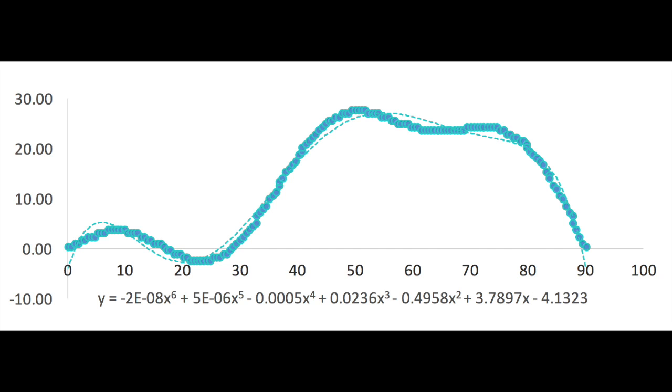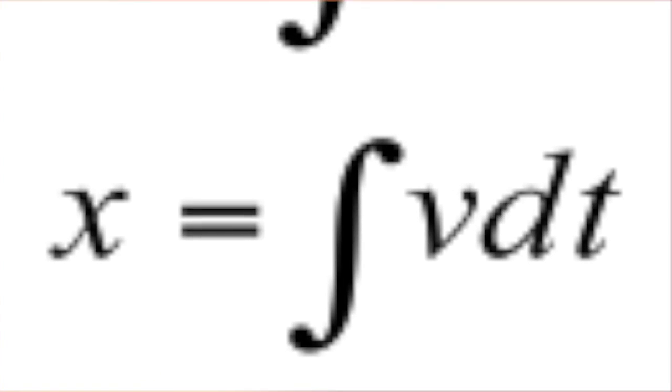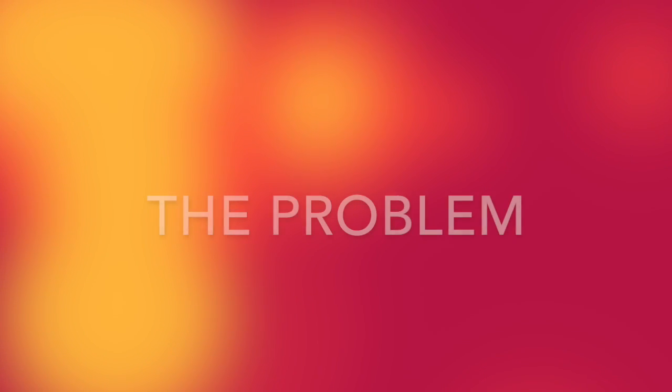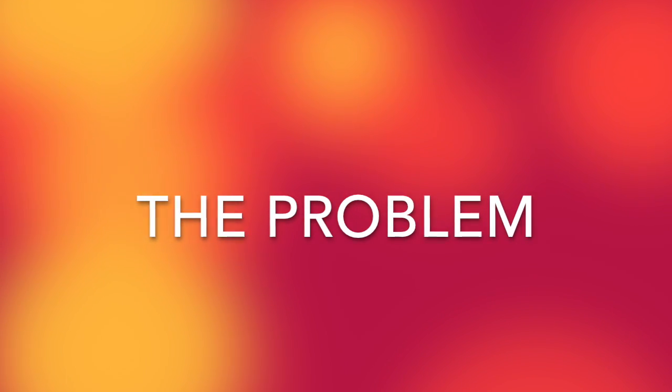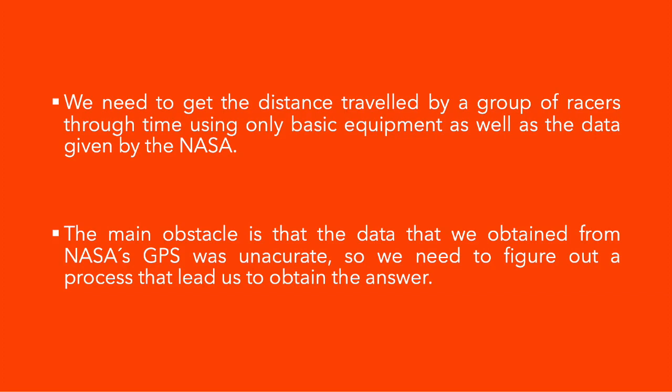In order to have a better analysis, we analyze the graphic, velocities and times of the racers, using the method of Riemann sum to get the area under the curve and the integral of velocity to get the distance. We need to get the distance traveled by a group of racers through time using only basic equipment as well as the data given by NASA. The main obstacle is that the data we obtained from NASA's GPS wasn't accurate, so we need to figure out a process that leads us to obtaining the answer.